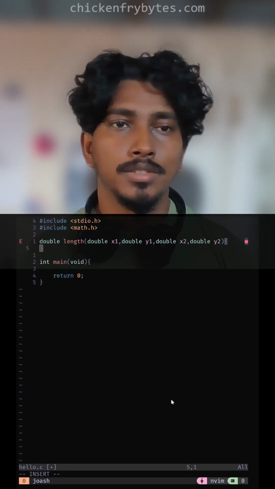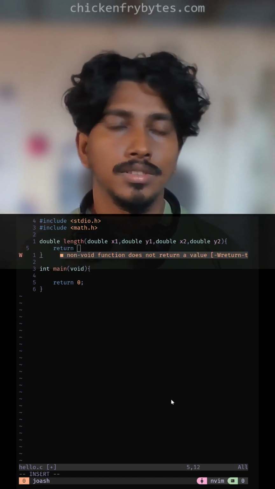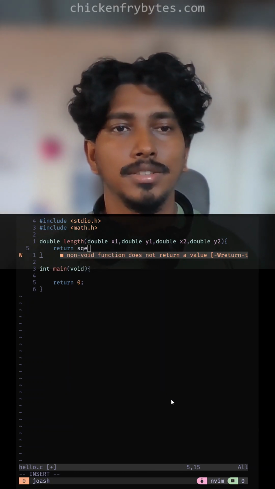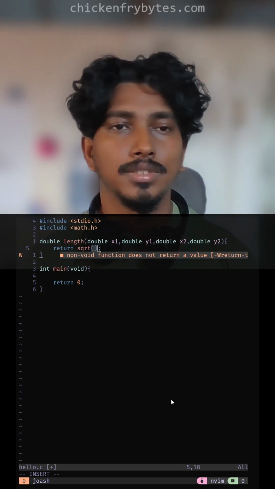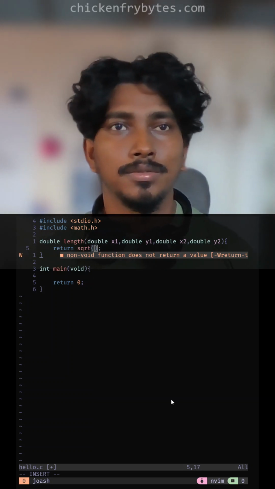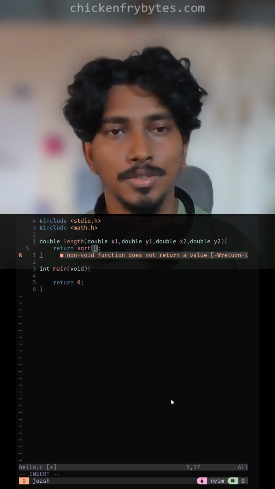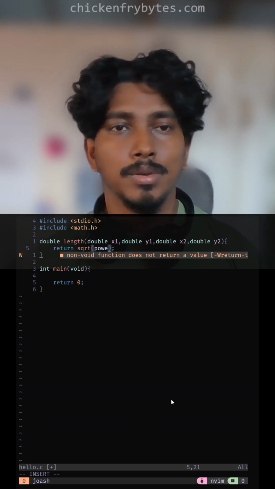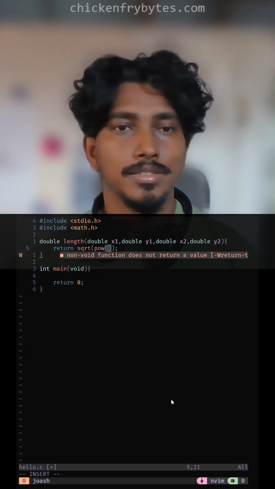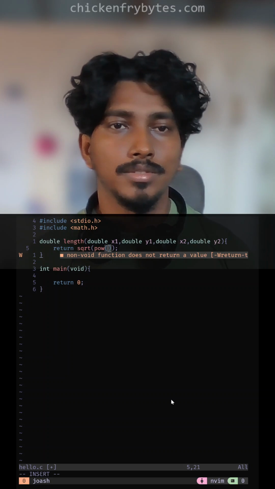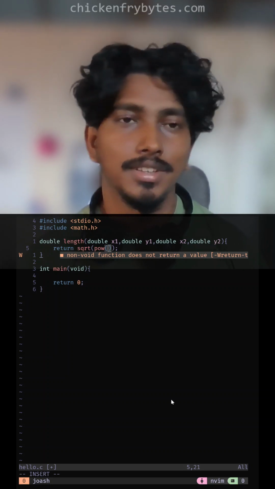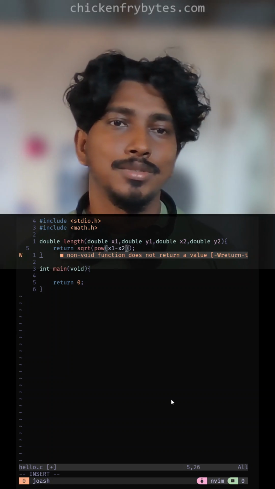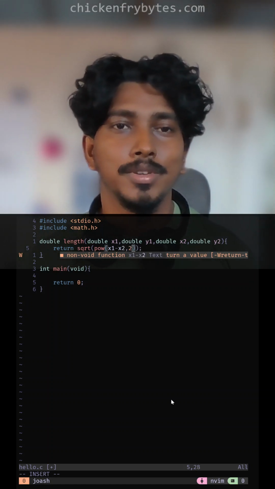Right? And we want to return, well, the calculation, right? The calculated value. So we're going to use sqrt, right? Which is the square root function. And remember, it's the square root of the sum of the squares of the differences of the x's and y's. So we will do x1 minus, sorry, x2. What am I thinking? x1 minus x2, right? We have to square it.